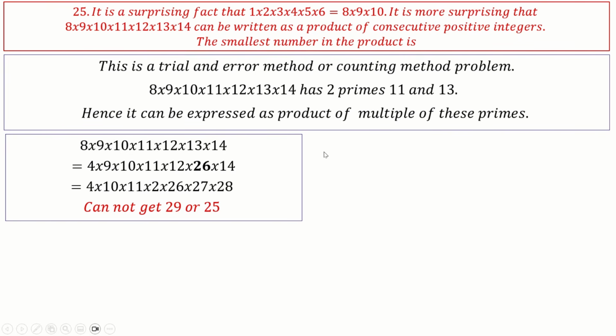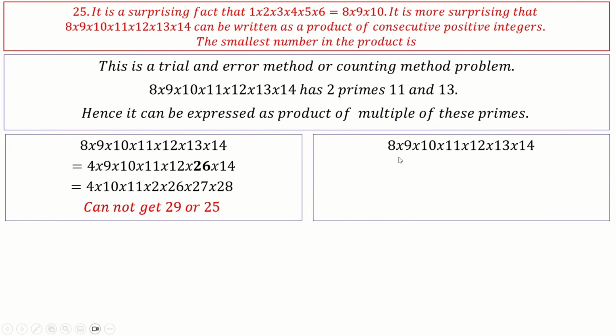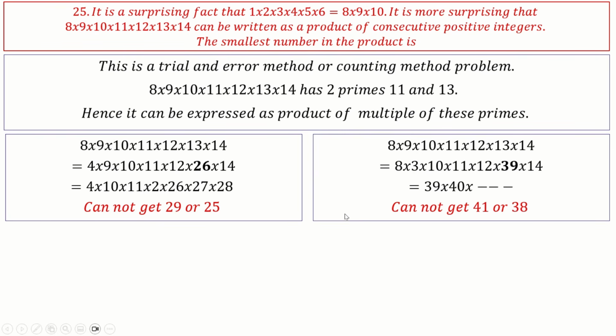So go to the next multiple, that is 39. So I will rewrite this as 8 into 3 into 10 into 11 into 12 into 39 into 14. 39 I am fixing. So I have to go down or go up. Go down, I can go maximum 38, nothing more than that because 37 is a prime. So I can write 39 into 40 because 10 is there, and I can take 4 out of any one of these. But after that 41 is also prime. So now this is not possible. So stop it here.